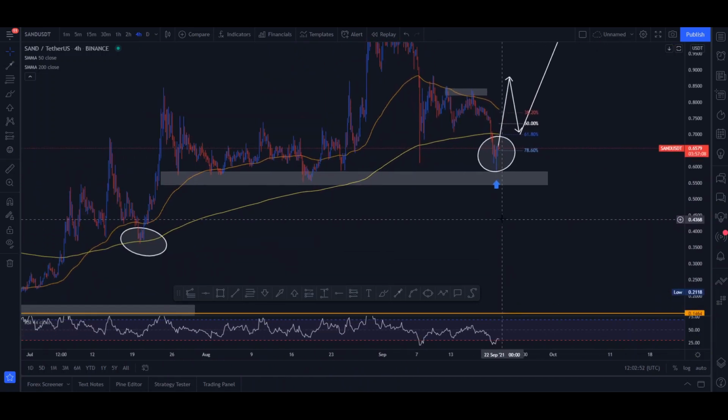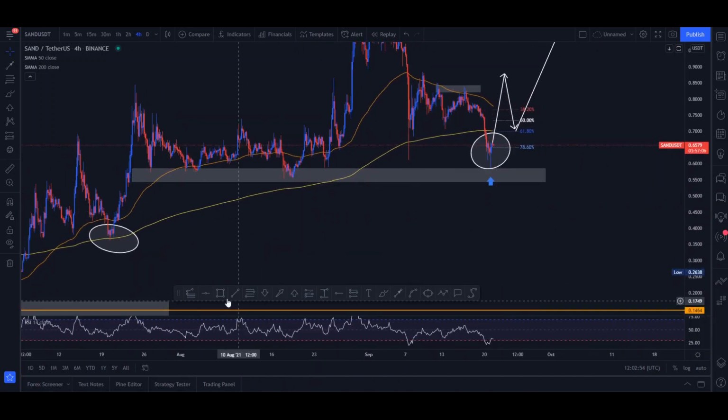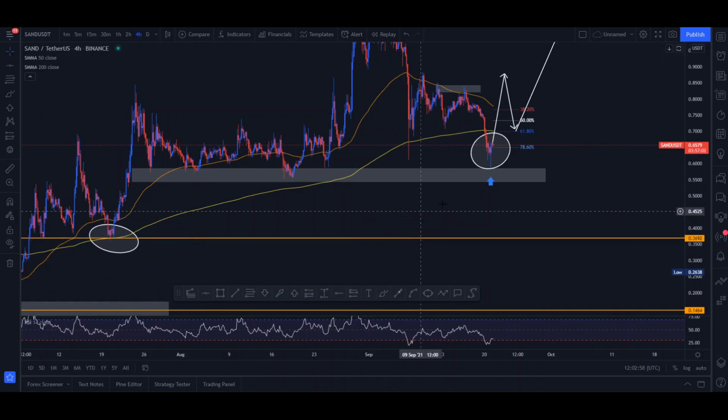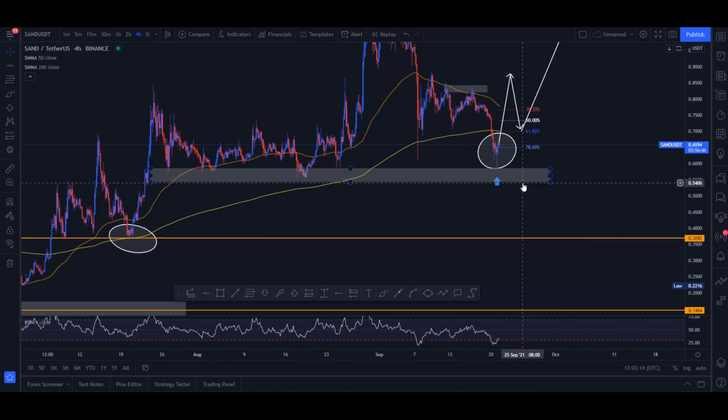However, if we do break below this zone of support, the next one will be somewhere around this zone right here. So let's just keep an eye on the market, see if we start creating higher highs and higher lows from here. If we do, we're probably moving bullish. However, if we have another wave of retracement and profit taking in the market, we may move back down into the $0.35 zone.